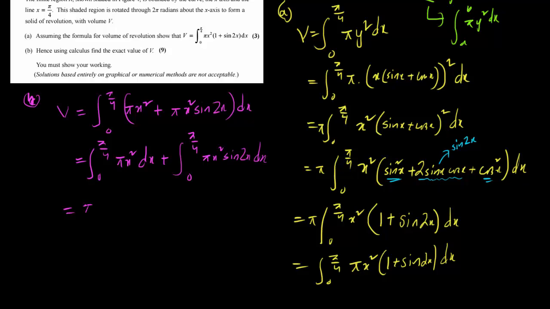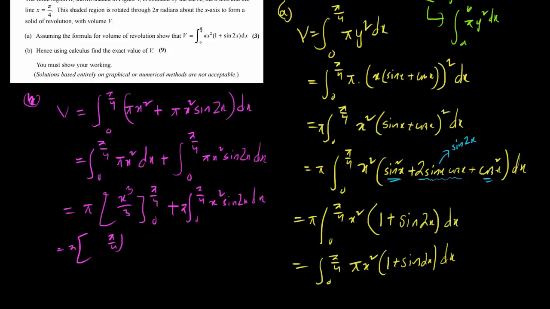So we can always keep the constant outside. We can integrate x squared as x to the power 3 by 3, from 0 to pi by 4, and I'll deal with the other part later, the integral from 0 to pi by 4 of x squared sine twice x dx. I'm going to bring the pi outside also over here. So if we put pi by 4, this would be pi by 4 cubed by 3 minus 0, and this is the integral from 0 to pi by 4 of x squared sine twice x dx.